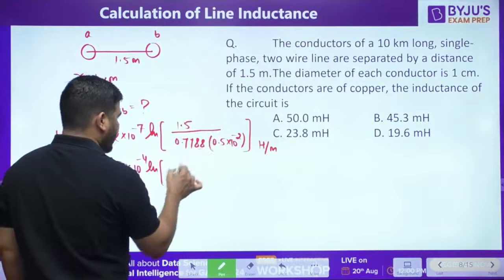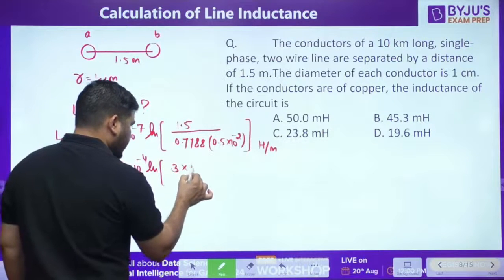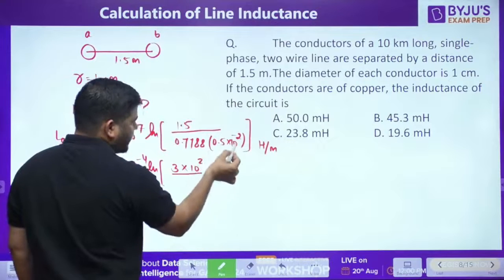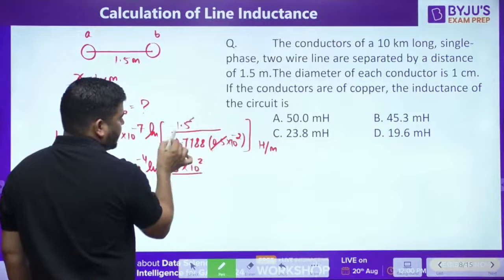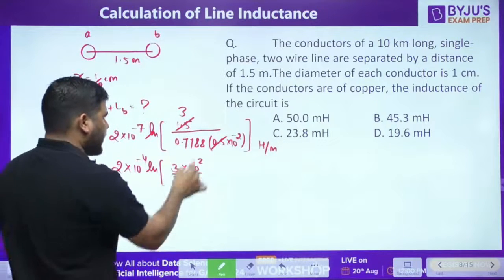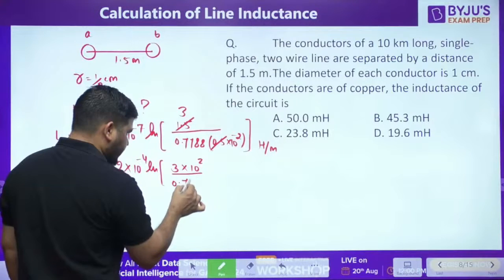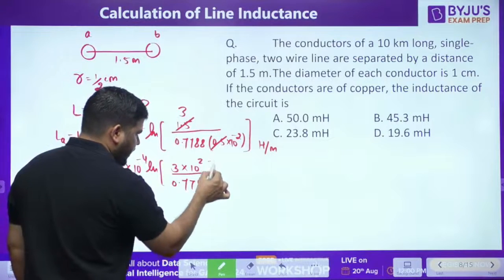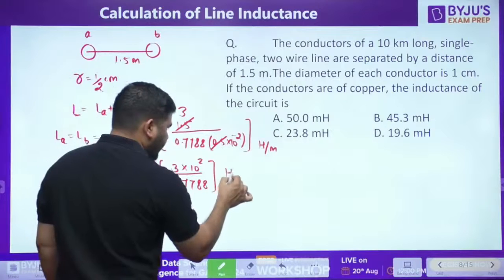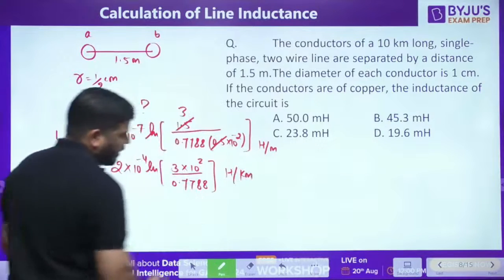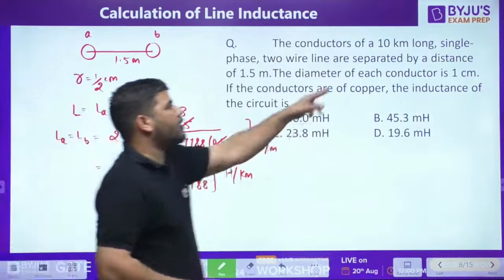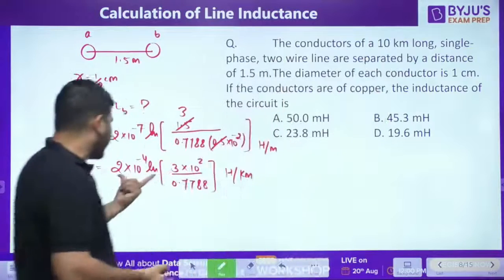It will become 3 into 10 to the power 2 divided by 0.7788, taking this in the numerator, and the 10 to the power minus 2 can be cancelled with 3. Okay, and this will become Henry per kilometer. Now for 10 kilometers I have to multiply with 10.